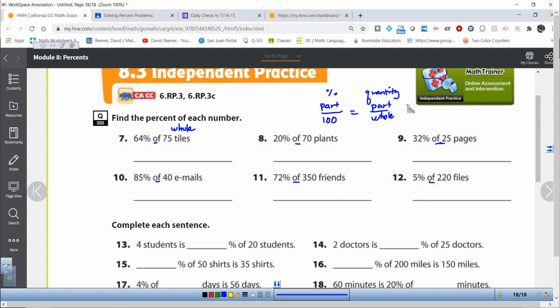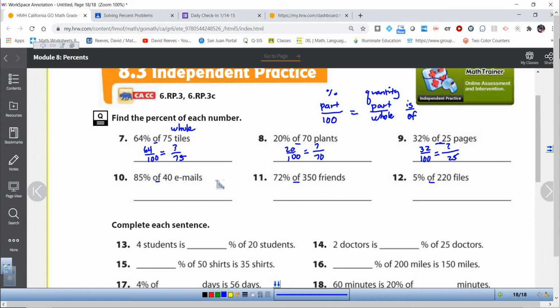And again, hopefully you've watched those videos where I said "is" is an indicator of a part, "of" is an indicator of the whole. So 64%, that's going to be 64 over 100 is equal to something over 75. All right, 20% of 70. 20 over 100 is going to equal something over 70. All right, 32%. 32 over 100 is going to equal something over 25, and so on.